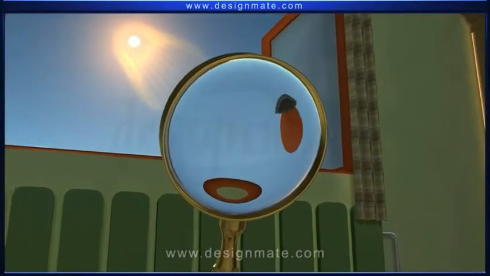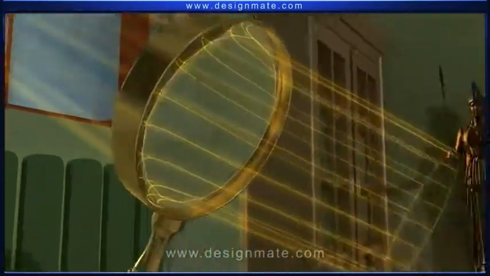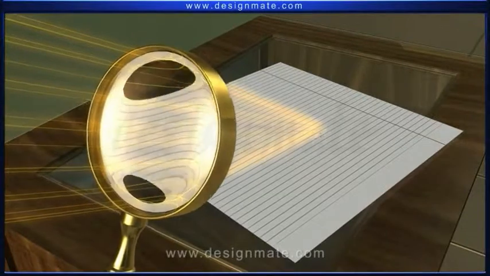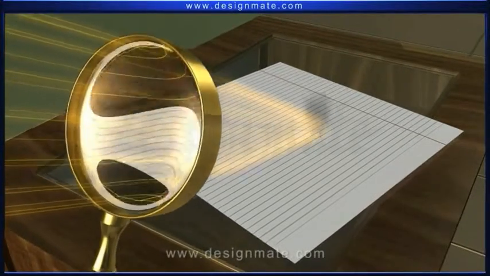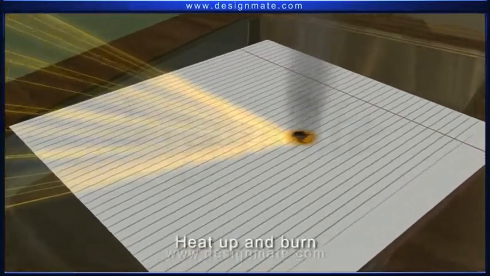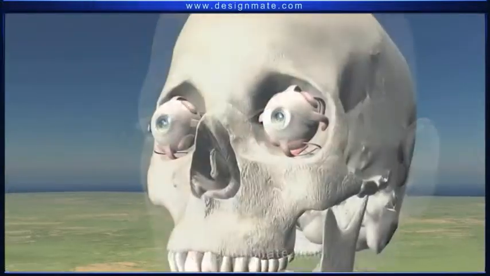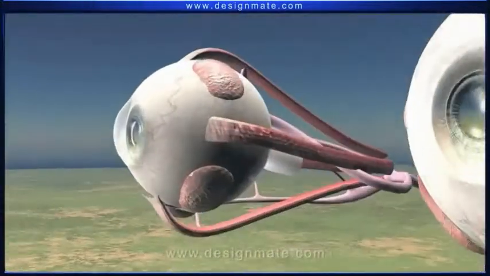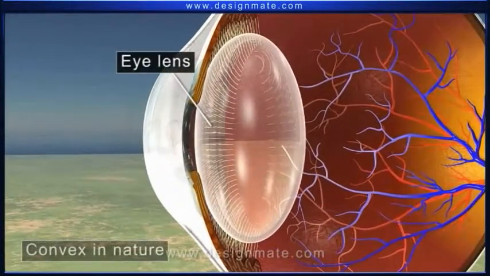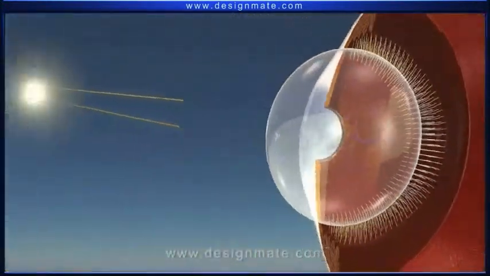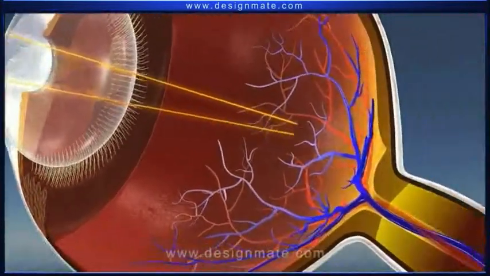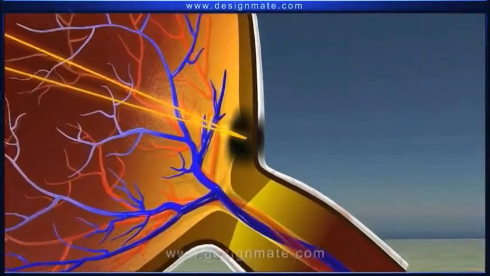The convex lens can focus the light from the sun to a point on the other side of the lens. The concentration of light energy at this point causes the paper to heat up and burn. The lens in a human eye is convex in nature. We should not look at the sun directly, as it can damage our eyes permanently.